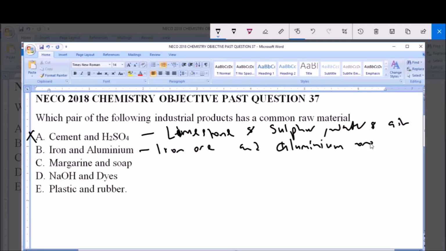So an example of iron ore is magnetite. Example of aluminium ore is bauxite. So you can see that these ores are not the same, so their raw materials are not common, so it is not the answer to the question.